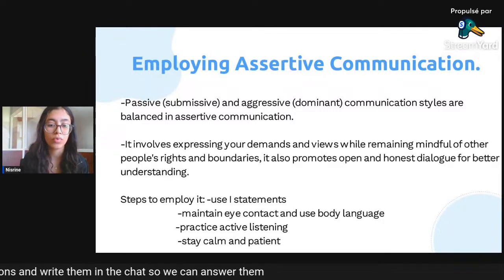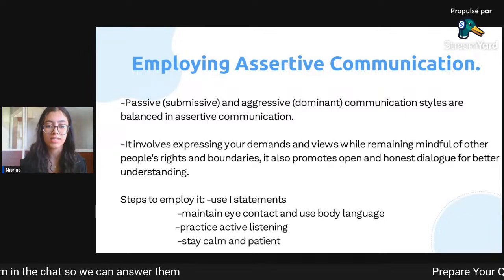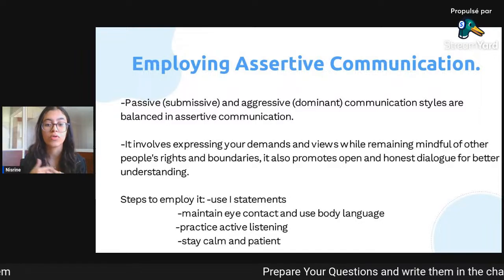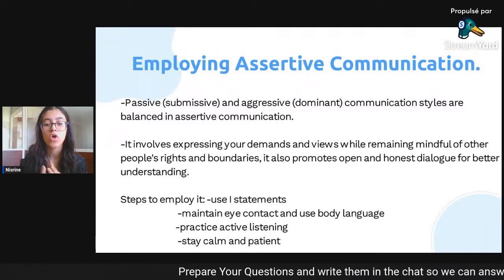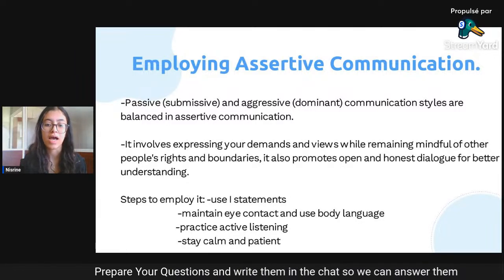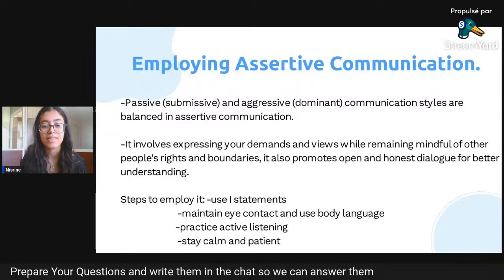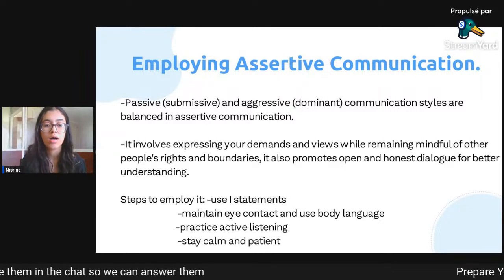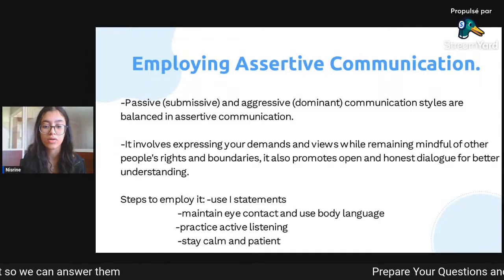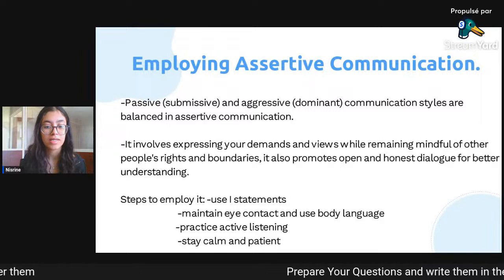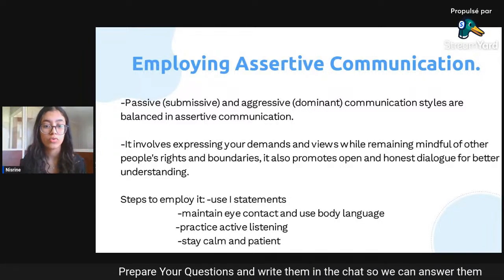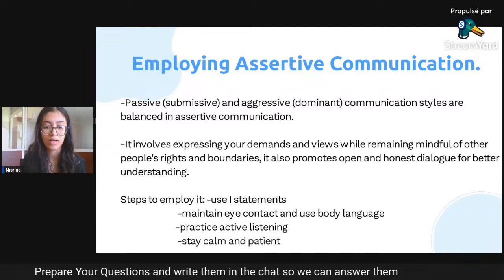So how do we employ assertive communication? There are many steps. First of all, using the I statement. So, for example, when you express your thoughts and feelings, you use I, such as I feel or I need. This takes ownership of your emotions and avoids blaming others. Next, you maintain eye contact. When appropriate, maintain eye contact to show confidence and sincerity. Also, use a calm tone and body language.